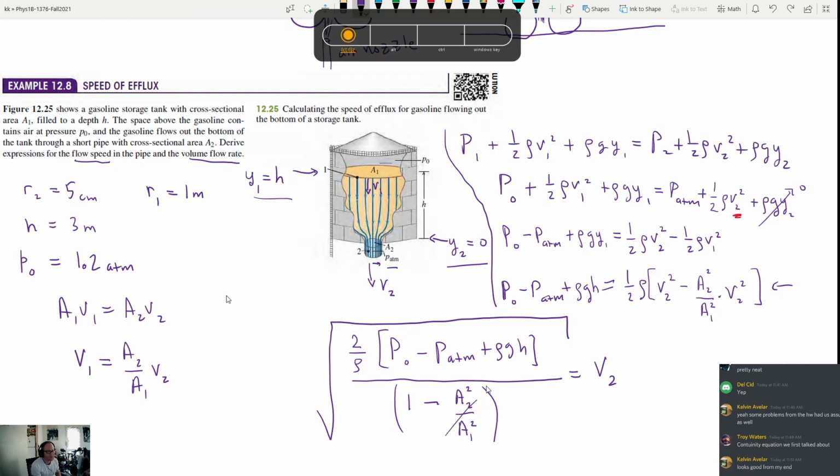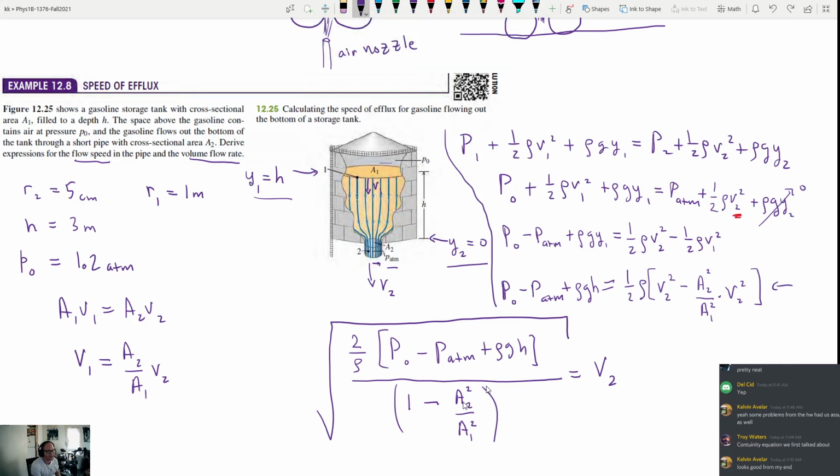Does that make sense? If A1 is significantly bigger than A2, this term will just be 0, and you're going to have to make that assumption a lot of the time. It's equivalent to making the assumption that V1 is 0. If they do not tell you both of the cross-sectional areas, it's probably because they want you to assume that one of them is much bigger than the other one, which means you can negate or make negligible one of the velocities.